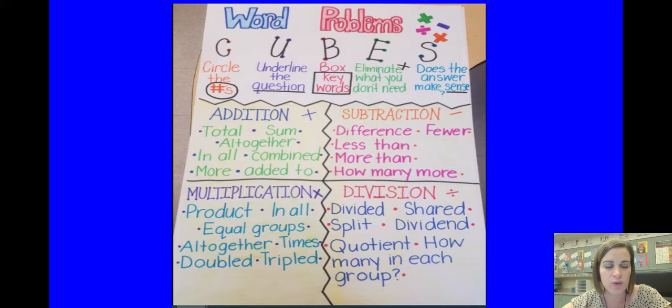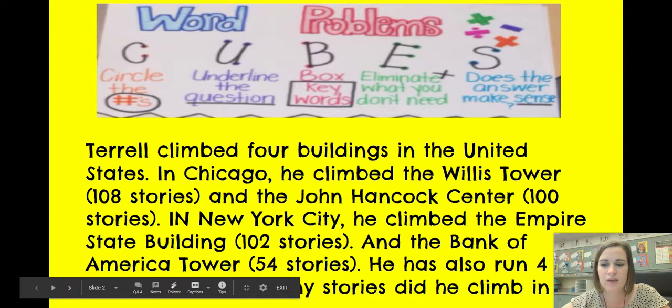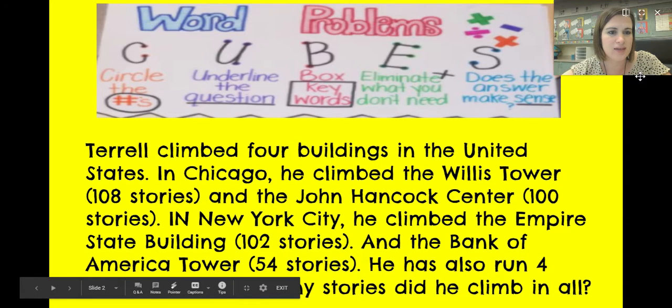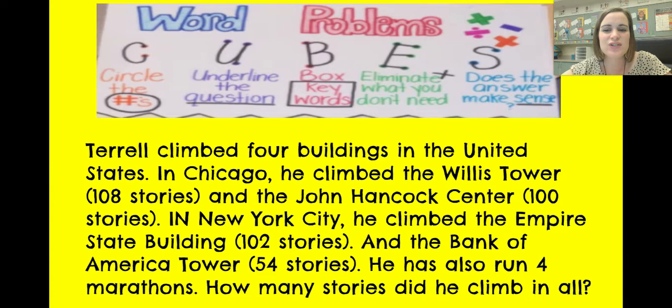Okay, so let's try a word problem together using CUBES. All right, so I'm going to read you the story problem. Move me up there a little bit so you can see the whole thing. It says Terrell climbed 4 buildings in the United States. In Chicago, he climbed the Willis Tower, 108 stories, and the John Hancock Center, 100 stories. In New York City, he climbed the Empire State Building, 102 stories, and the Bank of America Tower, 54 stories. He has also run 4 marathons. How many stories did he climb in all?